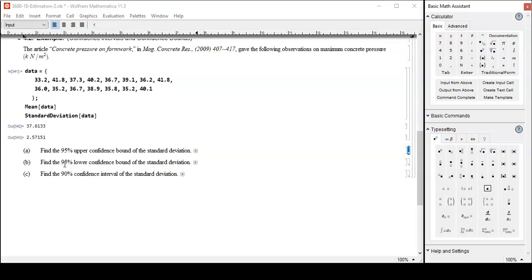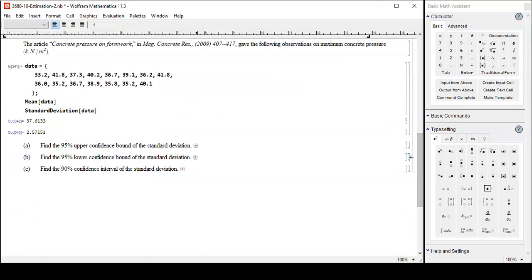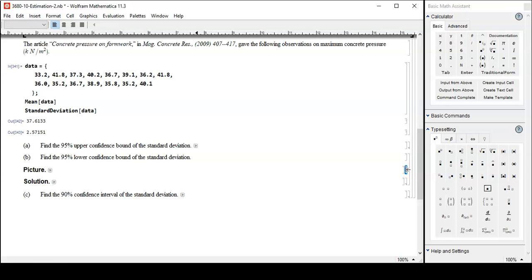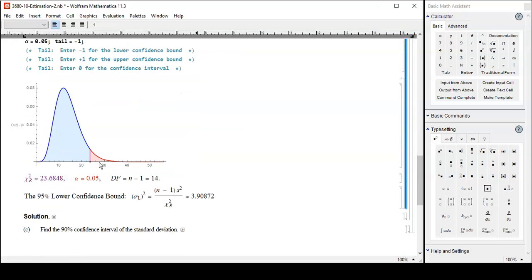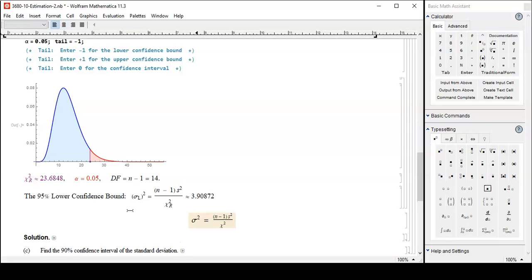Okay, next problem. Find the 95% lower confidence bound. Again, remember this. Sigma squared, chi-squared, inversely related. So if you want lower bound, I have to go the other way around. So the picture is like this, 5% to the right. So this one, I don't remember. I always have to look up.